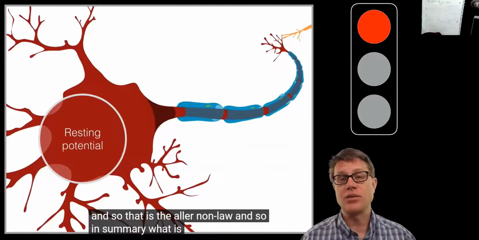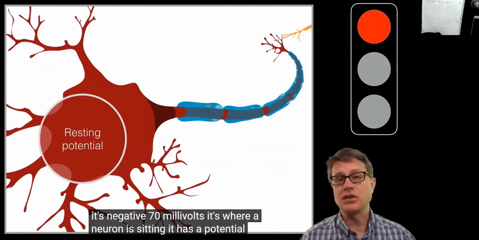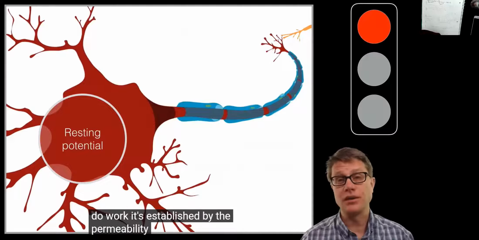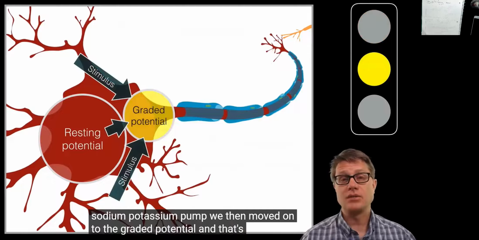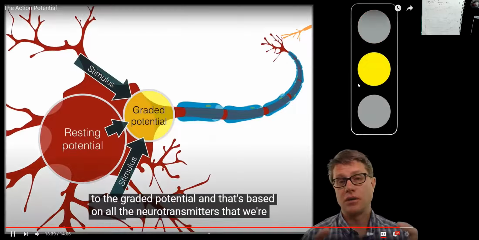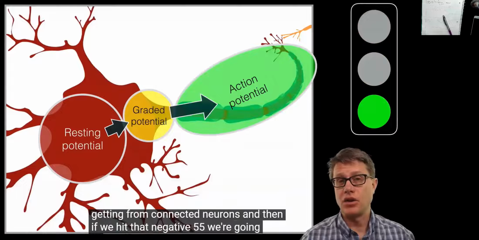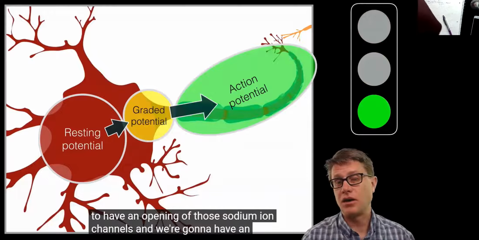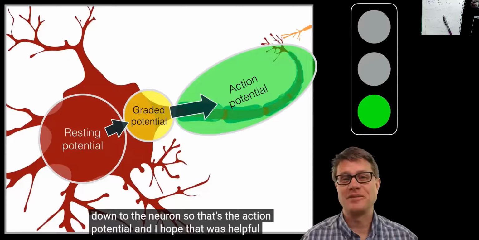And so in summary, what is the resting potential? It's negative 70 millivolts. It's where a neuron is sitting. It has a potential to do work. It's established by the permeability of the membranes and the sodium-potassium pump. We then moved on to the graded potential, and that's based on all the neurotransmitters that we're getting from connected neurons. And then if we hit that negative 55, we're going to have an opening of those sodium ion channels, and we're going to have an all or none action potential that runs down to the neuron. So that's the action potential, and I hope that was helpful.